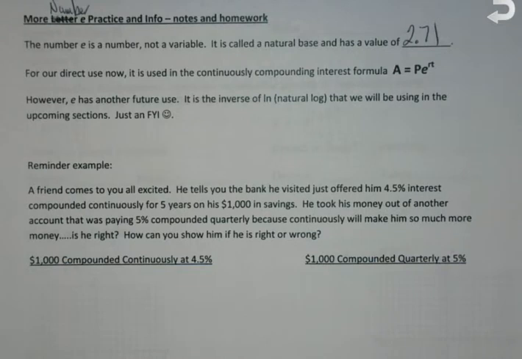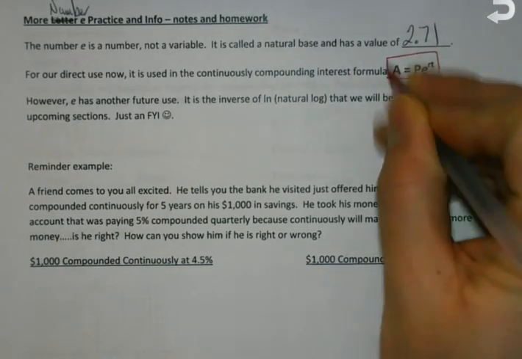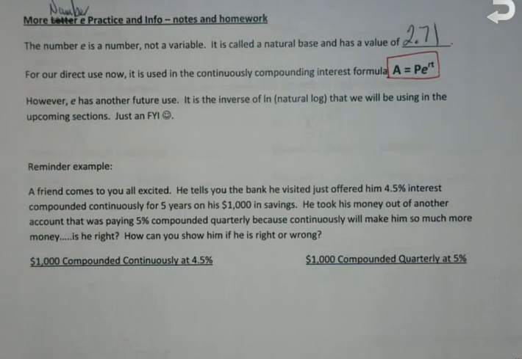Now, for now, we've been using it, and we'll be using it today in this equation to find compound interest, okay? Compounding continuously. However, e is going to have another use in the future, and I'm not going to get real in-depth here, but it's the inverse, or the opposite, of natural logs, and we're going to be getting into logarithms in the next section.